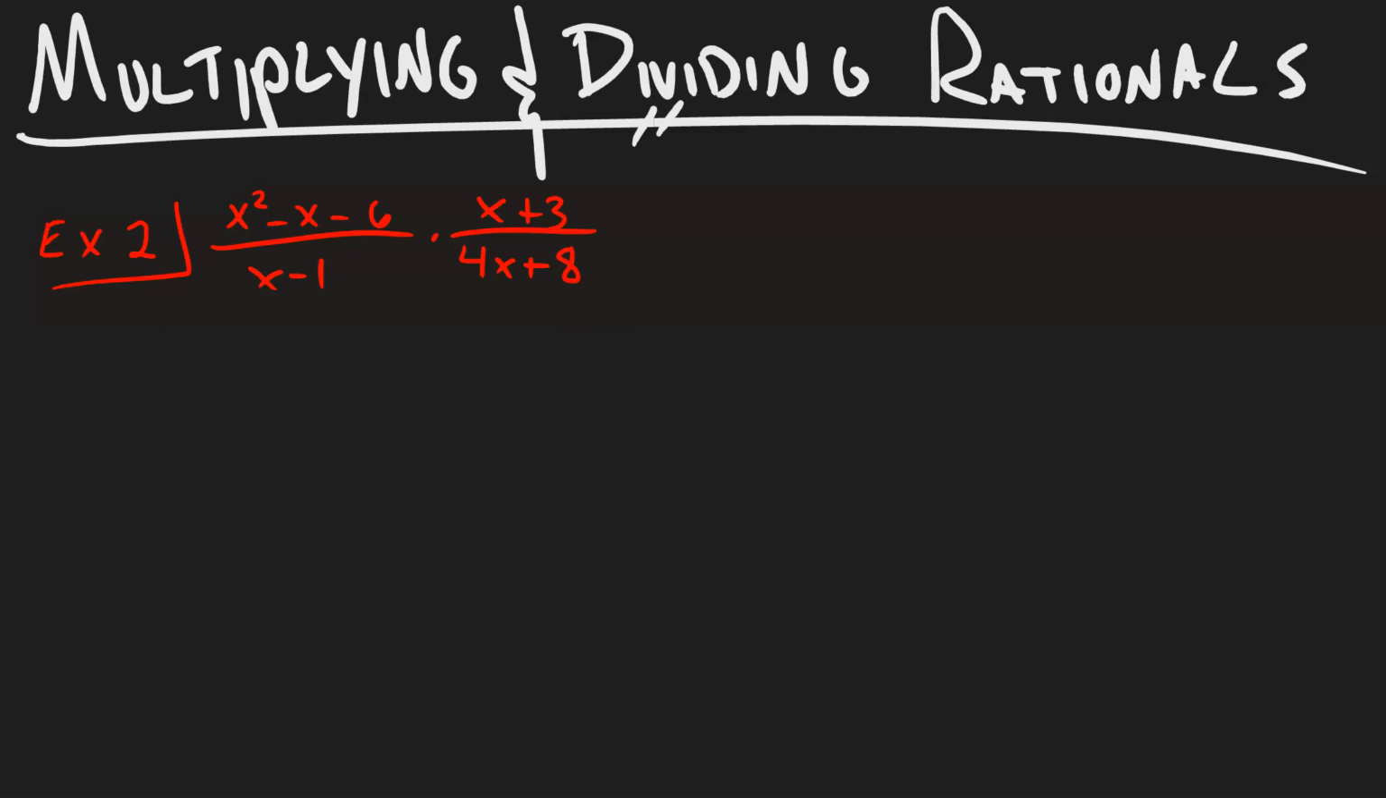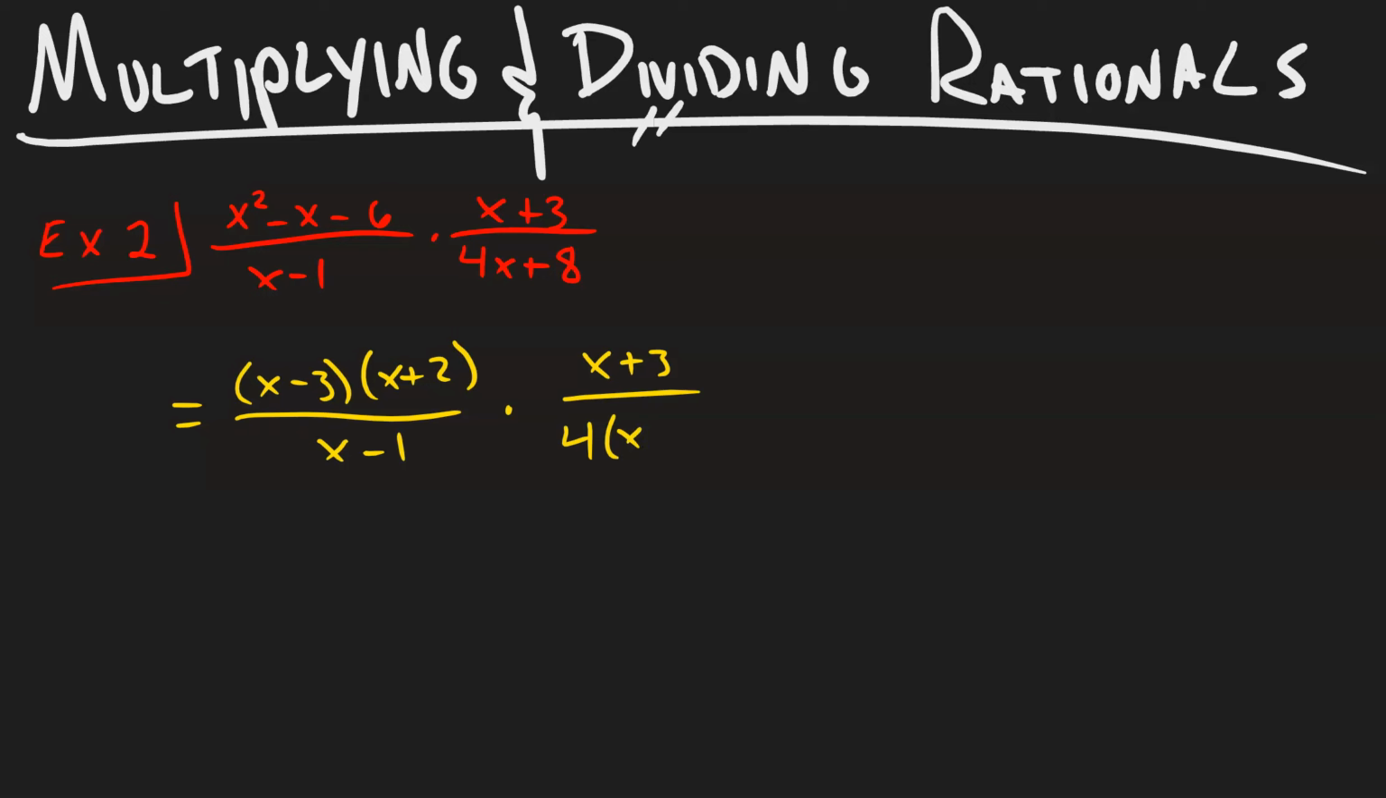Alright, on to the next example. For our first fraction, we'll factor the numerator, which will be x minus 3 times x plus 2. The denominator stays x minus 1. Times, the numerator of the second one stays x plus 3. And we can factor out a 4 in the denominator, leaving us with x plus 2.